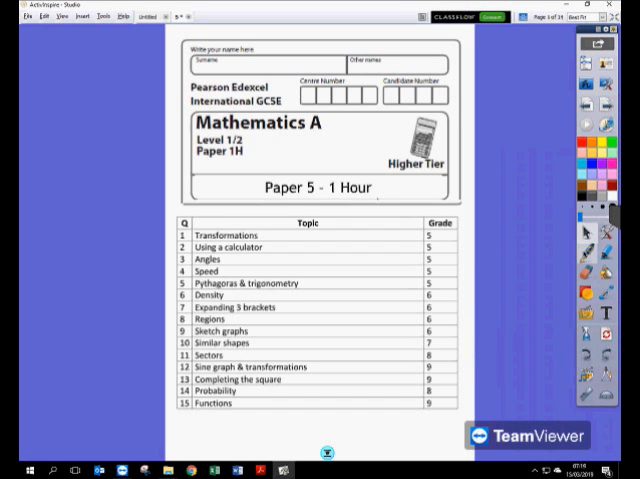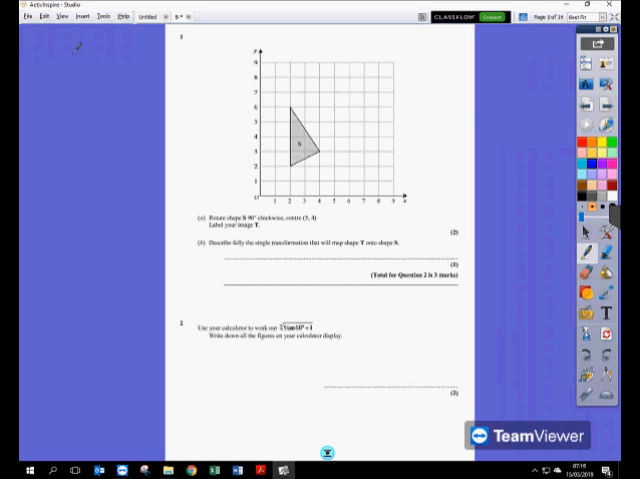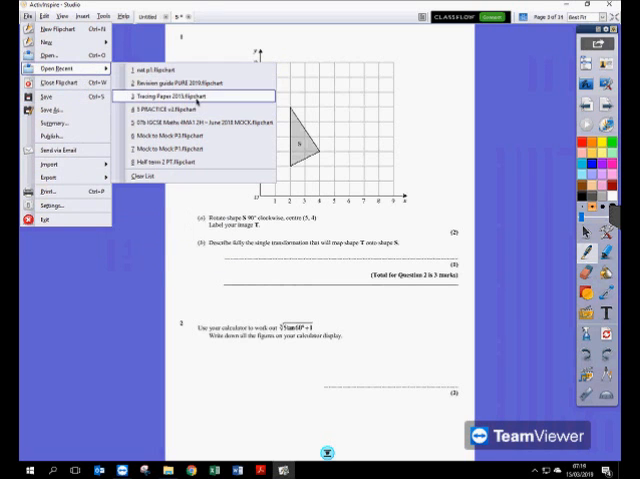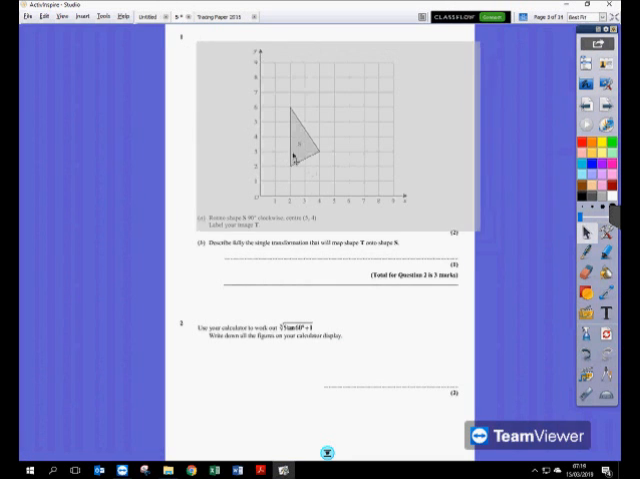IGCSE Mathematics Paper 5, 1 hour. For this first question, you need your tracing paper. Take your tracing paper, place it over the triangle, draw over the triangle.